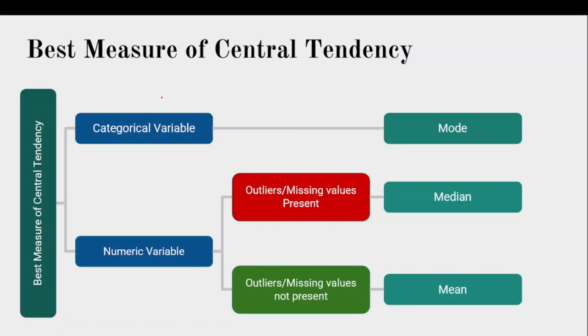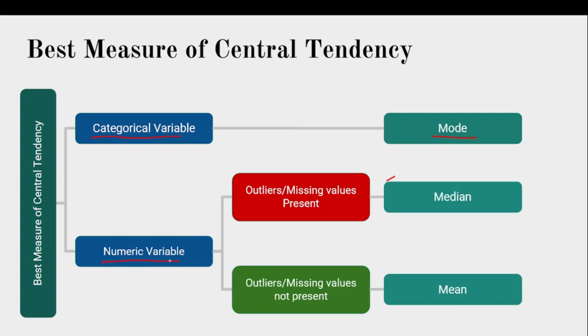Till now, we have seen the different measures of central tendency, that is, mean, median, and mode. Choosing the best measure of central tendency depends on the type of data that we have. There can be two types of data variables, that is, categorical variables and numeric variables. For categorical variables, we cannot calculate mean and median because they are non-numeric. So in this case, mode will be the best measure of central tendency.